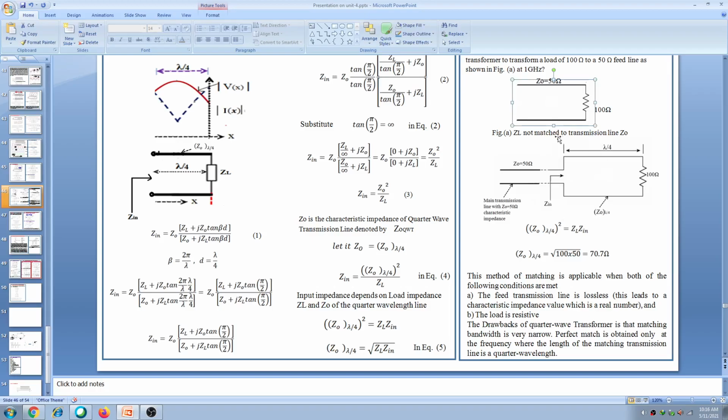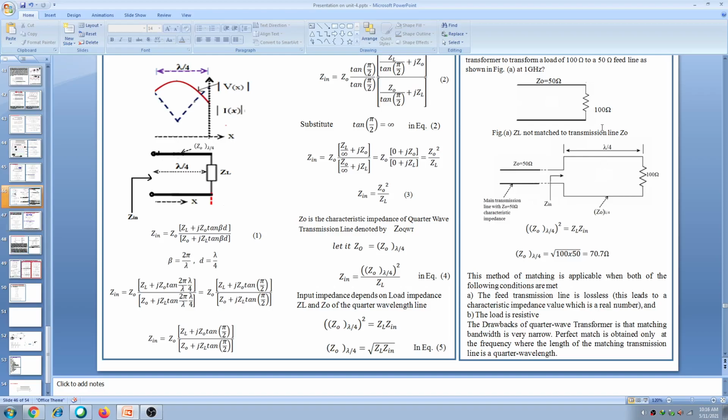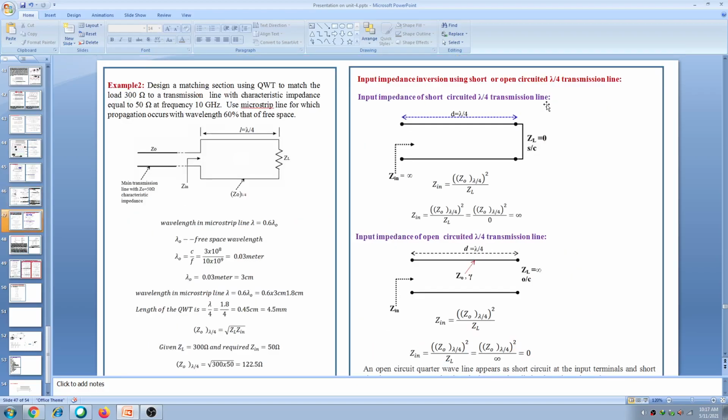Here the problem given is a 300 ohm load and a 50 ohm main transmission line, and the operating frequency is specified here, that is 10 gigahertz. We should use a microstrip line, and the wavelength through the microstrip line is 60% of the free space wavelength. So these are the given parameters.